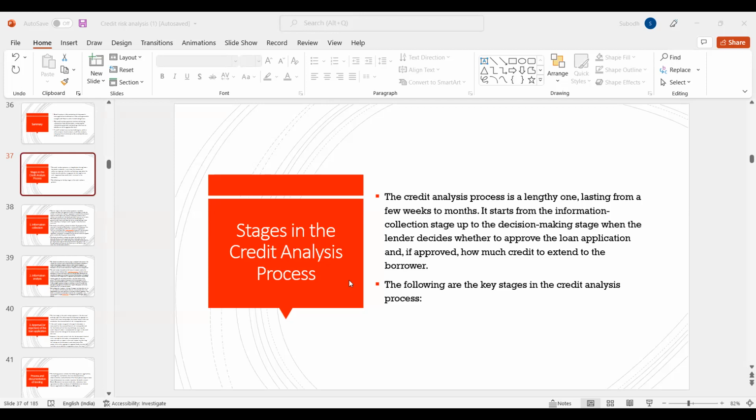We have studied till the process, like I told you, what is the process of credit analysis. Same here, we are going to discuss it with this topic of credit analysis. So let's get started.